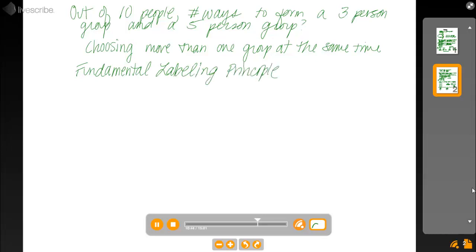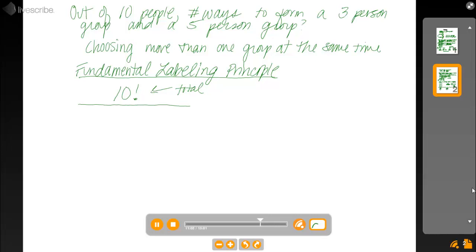If we can give every item in our group a label, then we can use this principle. And here's what it would look like. The total number of items factorial would go in the numerator. Total number of people is 10. And then the number of items with each label factorial goes in the bottom.